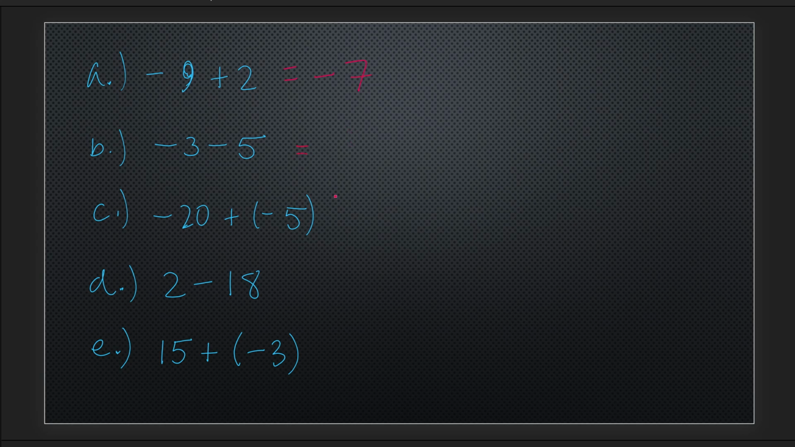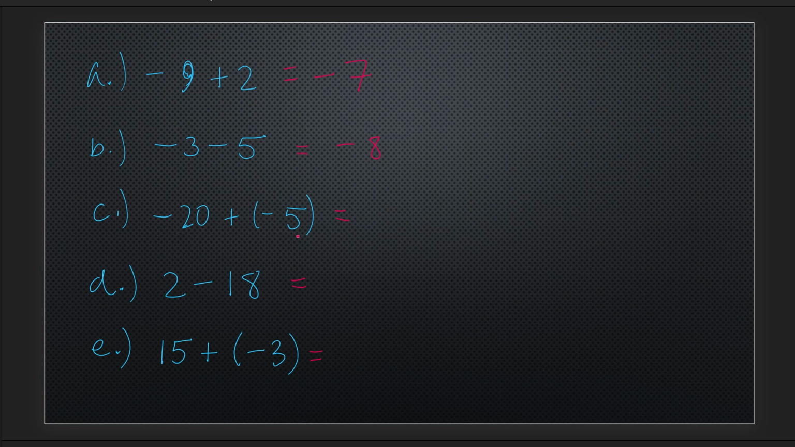So you should try these. You could pause the video and try them, and then I'll explain them, and you can see how you did. So with -3 minus 5, it's like you're in debt $3, and then you spend $5 more. So you're really in debt $8.